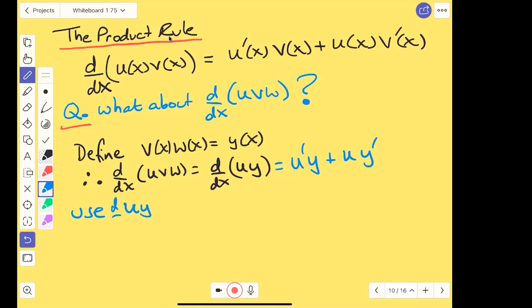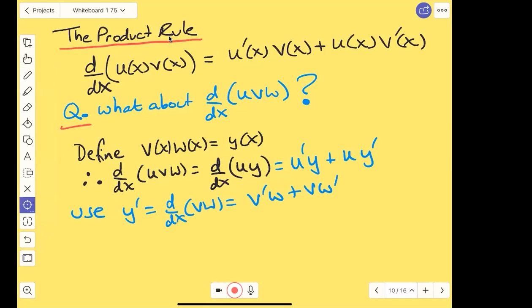Sorry, I'll get rid of that. We'll use that the derivative of y is the derivative of v times w, so it's the derivative of v times w plus v times the derivative of w. I think this way of writing the product rule is really lovely. It's very systematic. You just take what you have here, write it twice, differentiate the first one, differentiate the second one.